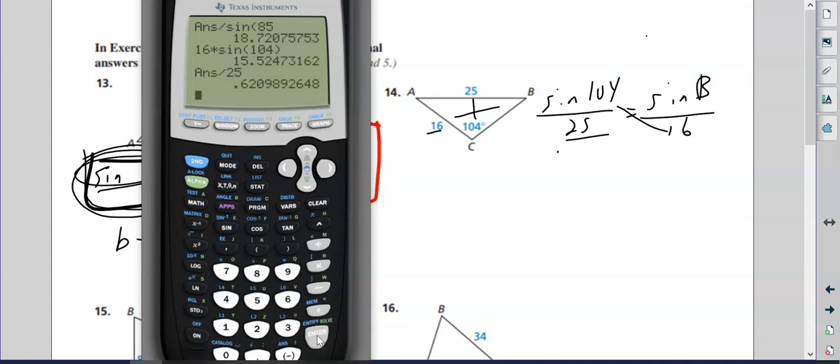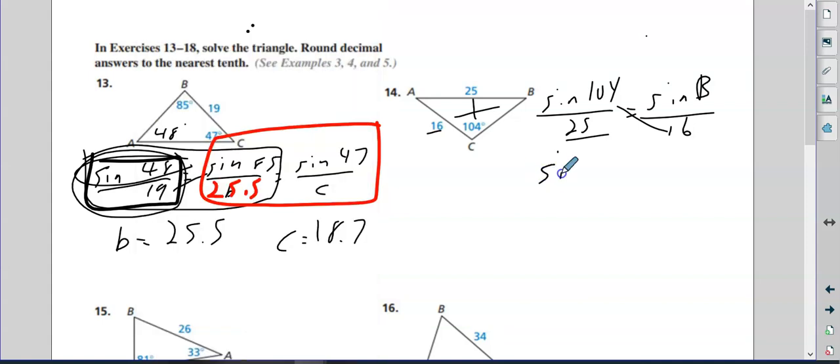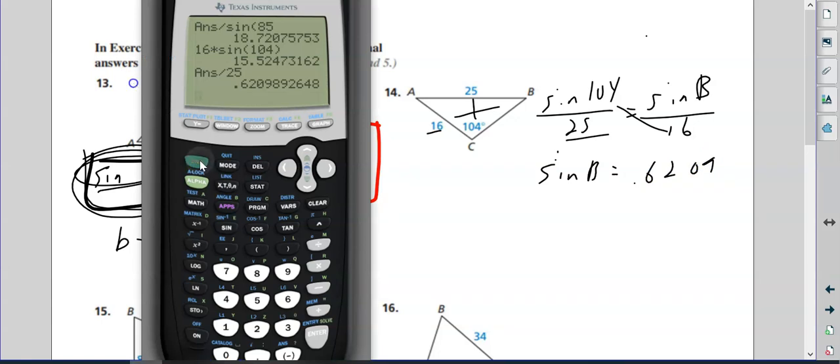I got 0.6209. So basically what I have is sine of b equals 0.6209, which we've done before. We're going to take the inverse of that. So second sine 0.6209. And that gives us 38.4 degrees. We could just round it to 38.